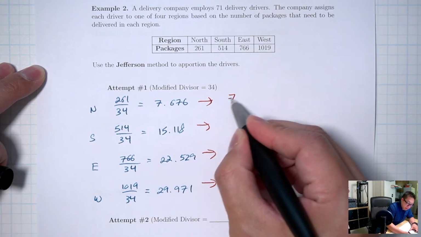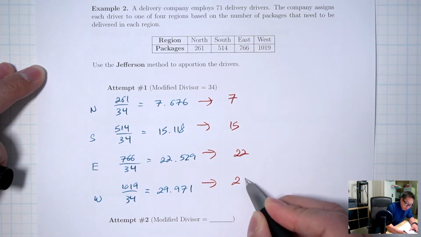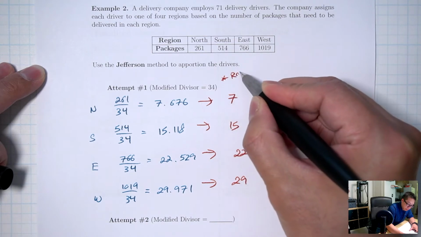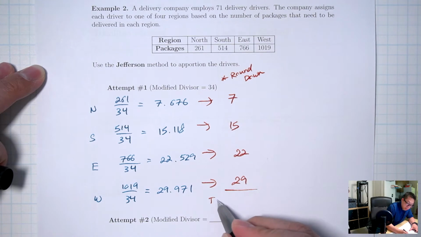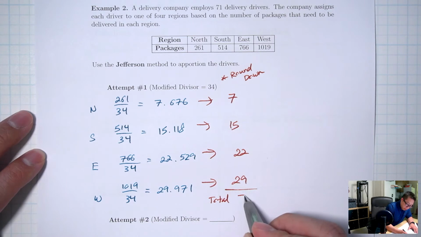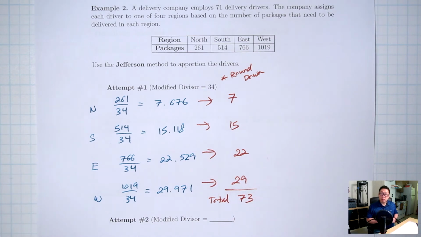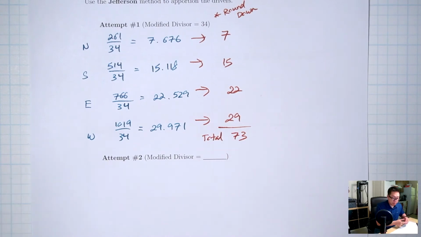7.676 rounded down will be 7. 15.118 rounded down will be 15. 22.529 rounded down will be 22, and 29.971 will be 29. And then we'll check the total. So 7 plus 15 plus 22 plus 29, and we get 73. And that's not the right number I want. I only have 71 drivers, and here we're using 73. So we used too much.